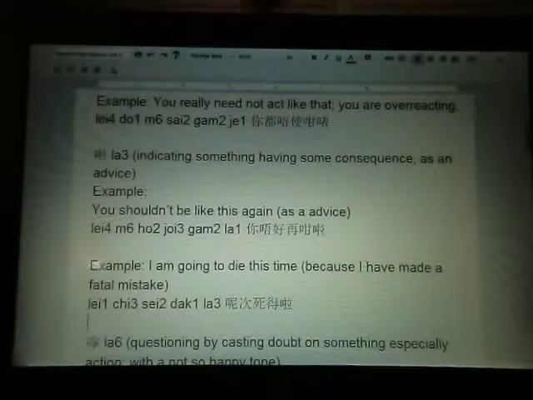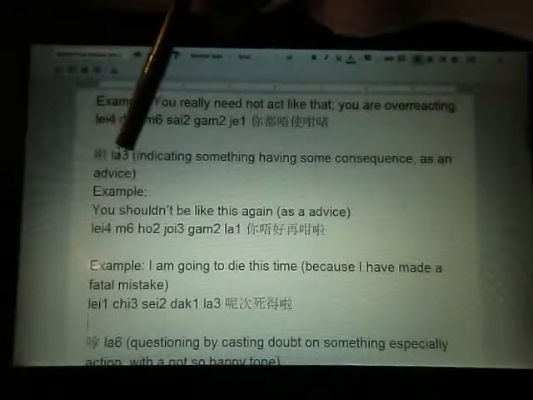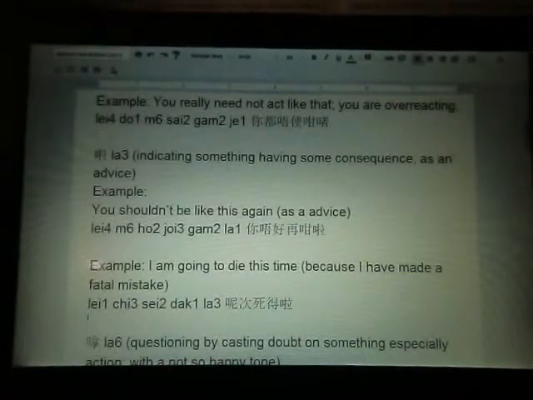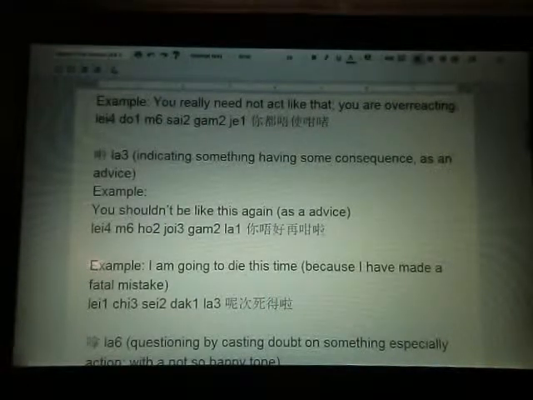And then we have 啦. We already discussed 啦 with tone 1. This is tone 3. Okay, 啦. For example, you shouldn't be like this again. Right? 啦 is an indication that something may have some consequence, so it is an advice to you that you should not do it. Or it is a result of something. Okay, so for example, you shouldn't be like this again.